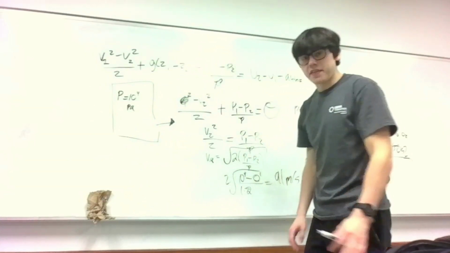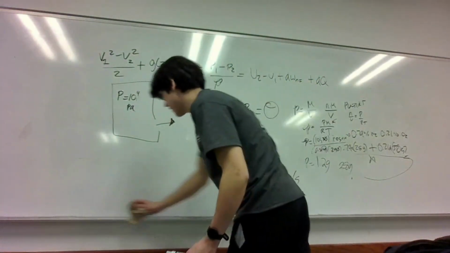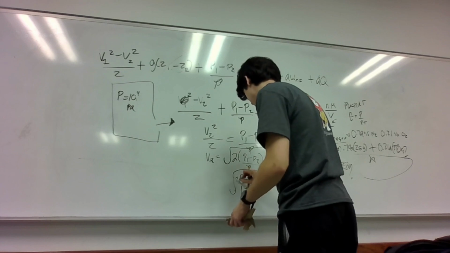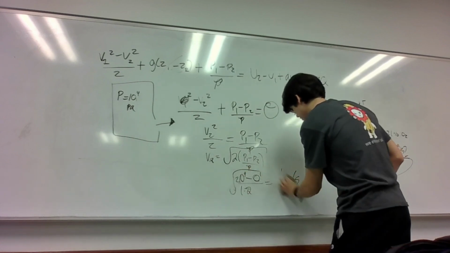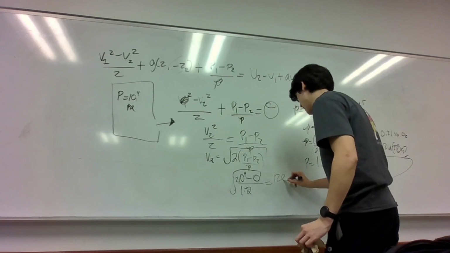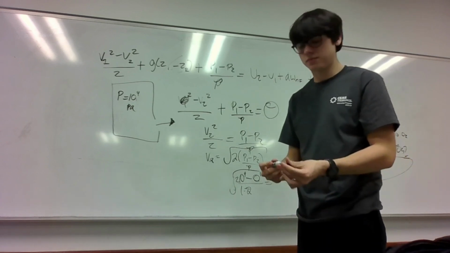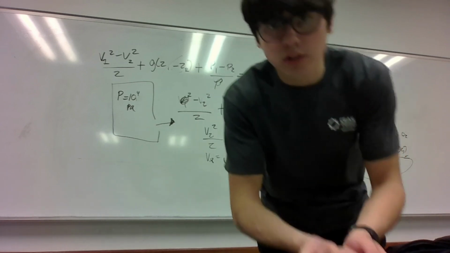I made a mistake on the calculation in the last part of the video. This is inside the parentheses here. So that changed our number to about 129 meters per second for the velocity of air exiting the container. Sorry about that.